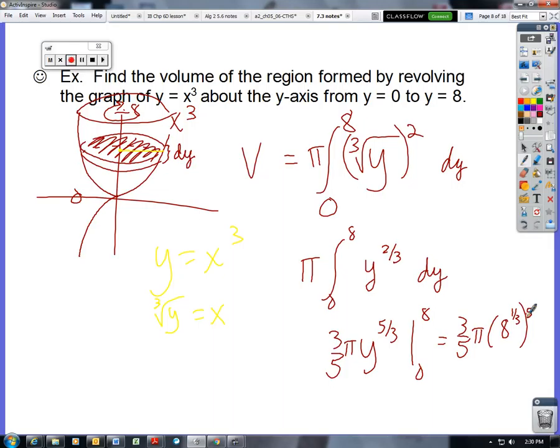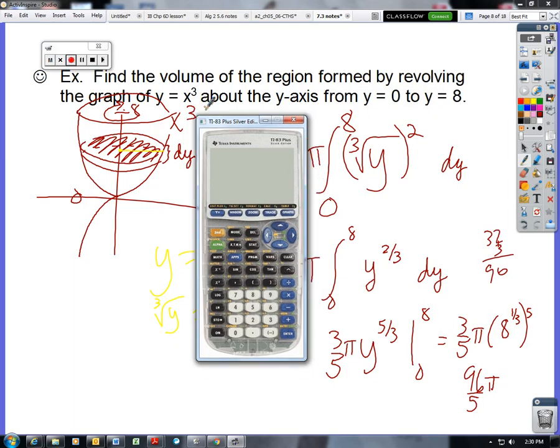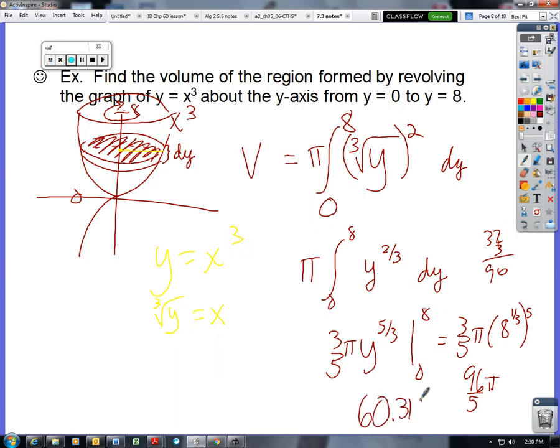32 times 3 is 96. So 96/5 pi, which should be 60.3198. Here, let's try it, make sure. 96 times pi divided by 5. 60.319. And it's a volume, so it's units cubed.